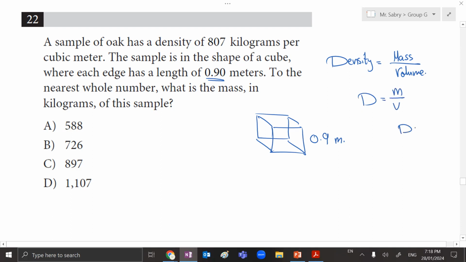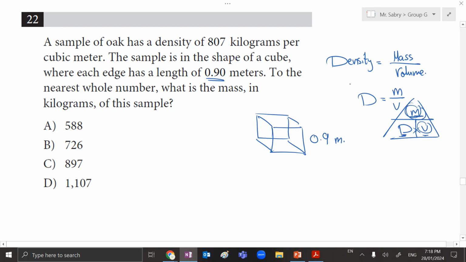We can put it in this triangle, if you've ever seen it before, where if I need to find D, I'll do M divided by V. If I need to find the V, I'll do M divided by D. If I need to find the M, I'll multiply the ones next to each other.